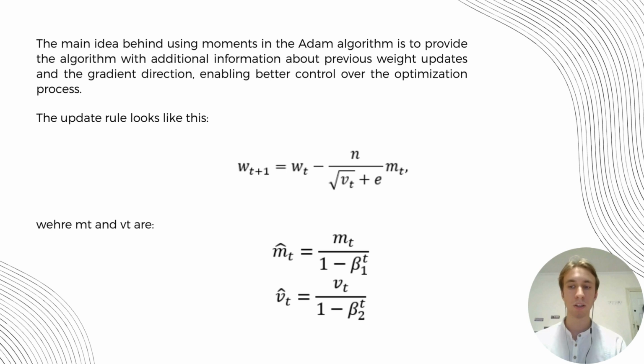ADAM's update rule looks like this, like in the slide, where the value m is the first momentum and v is the second.